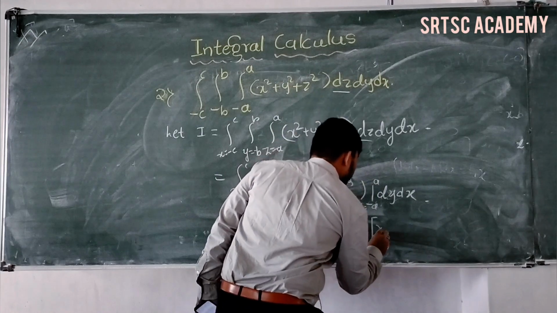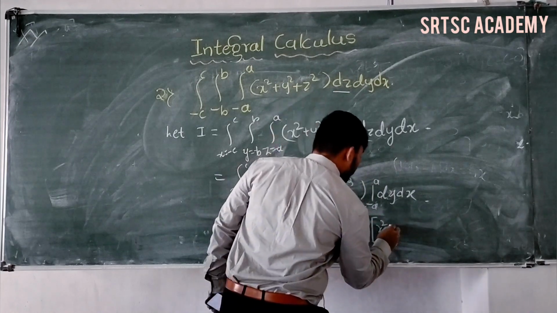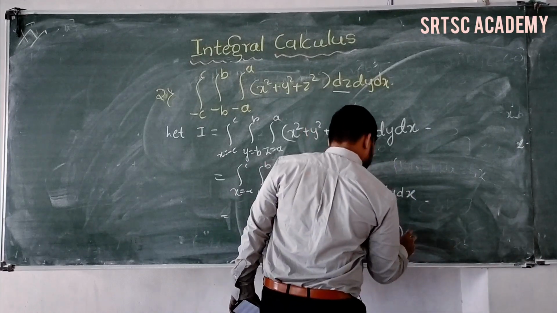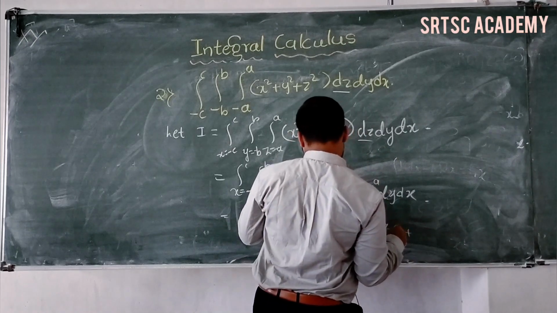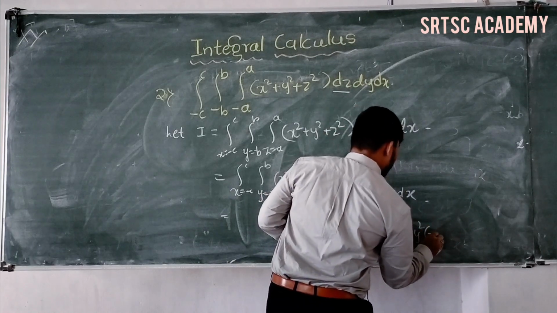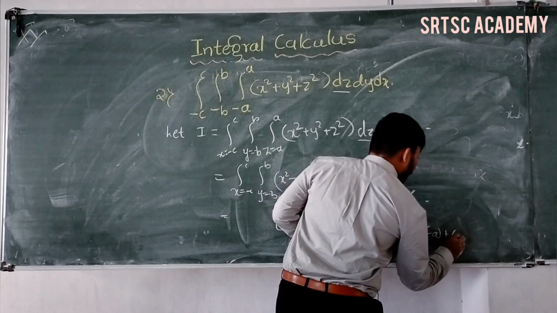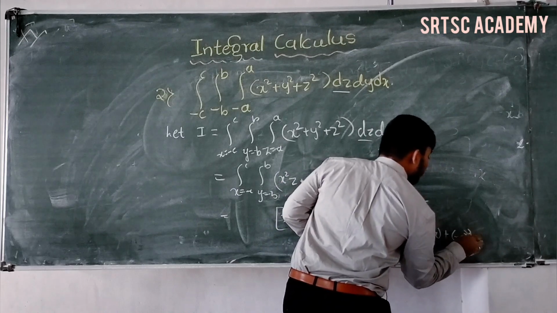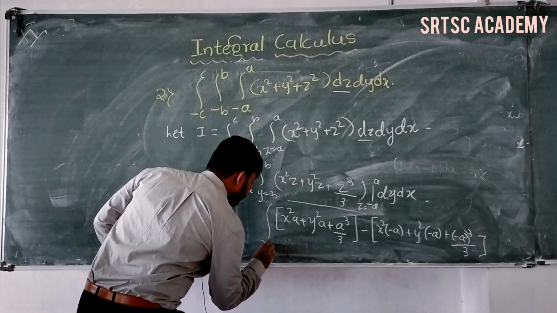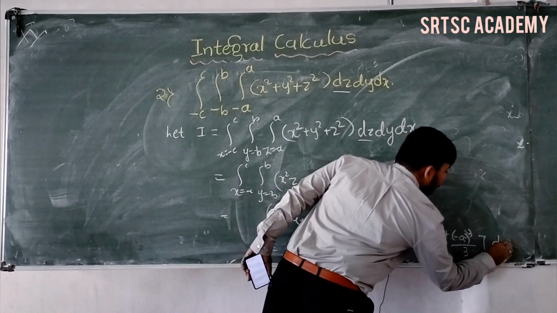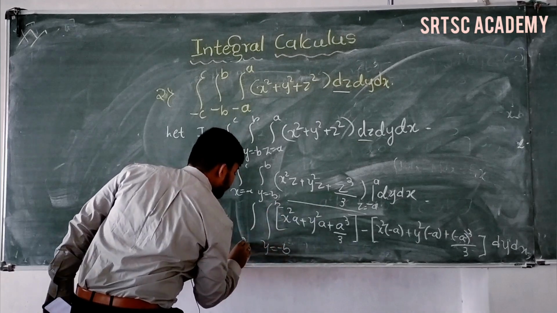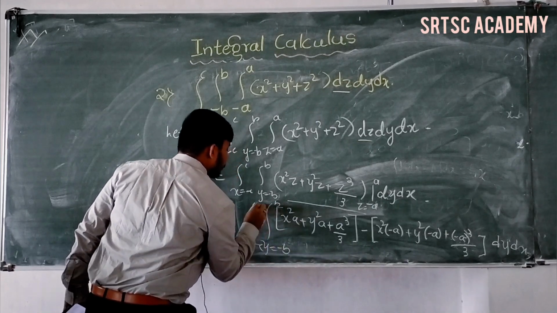Okay, x square z, lower limit is what? Minus a, right? Plus y square z, that is y square into minus a, plus minus a cube divided by 3, right? After that we have to integrate it with respect to y and x. y varies from minus b to b, x varies from minus c to c.